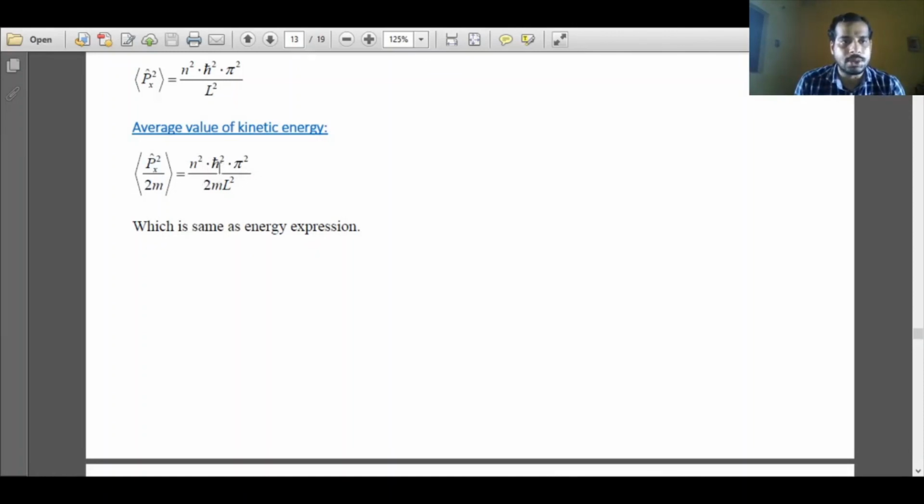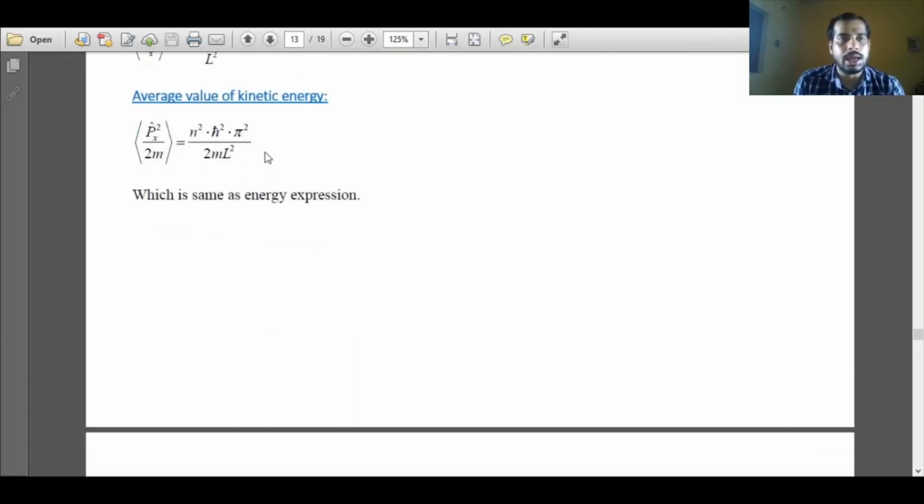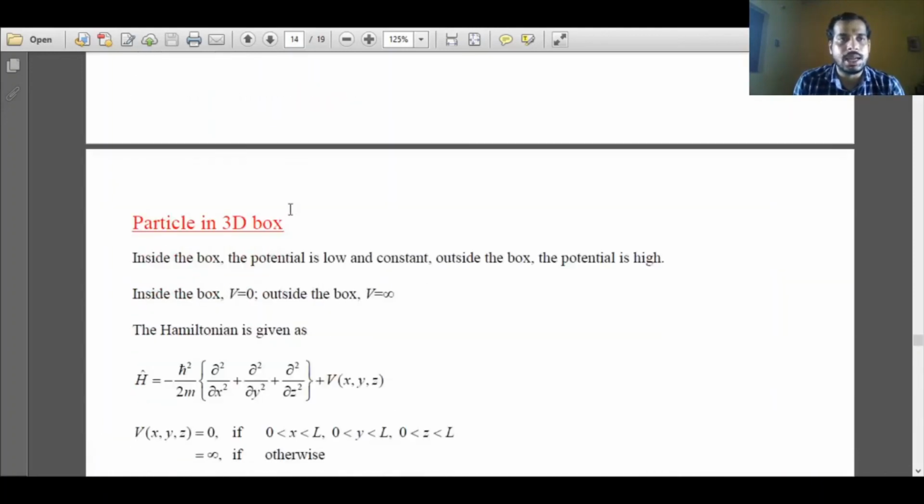If I substitute h bar as h over 2 pi, I will get n square h square over 8 m L square, and this energy expression is the same as the energy eigenvalue that we obtained in the last session. So our average value of kinetic energy also matches with the energy expression that we obtained in the last session.